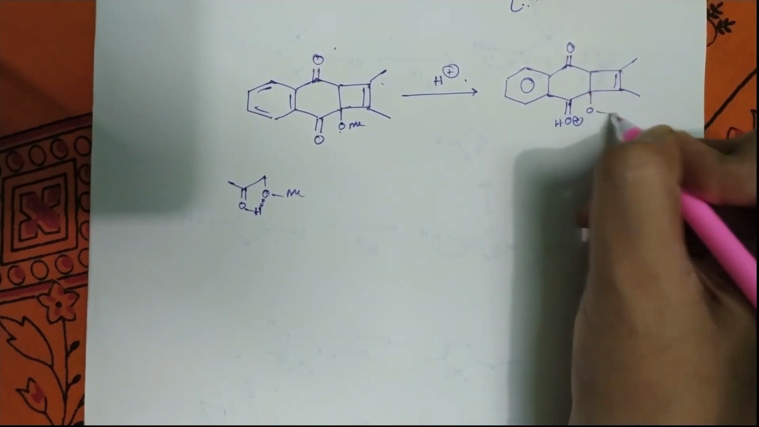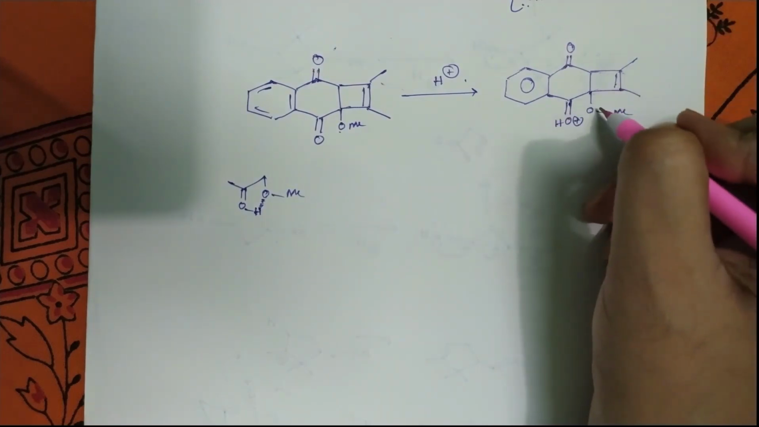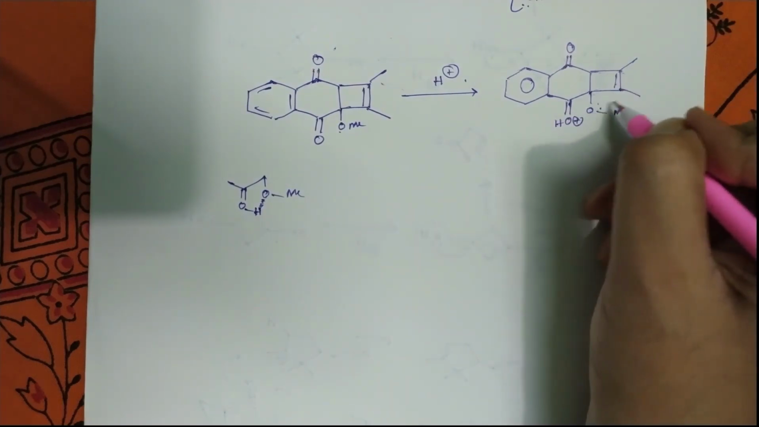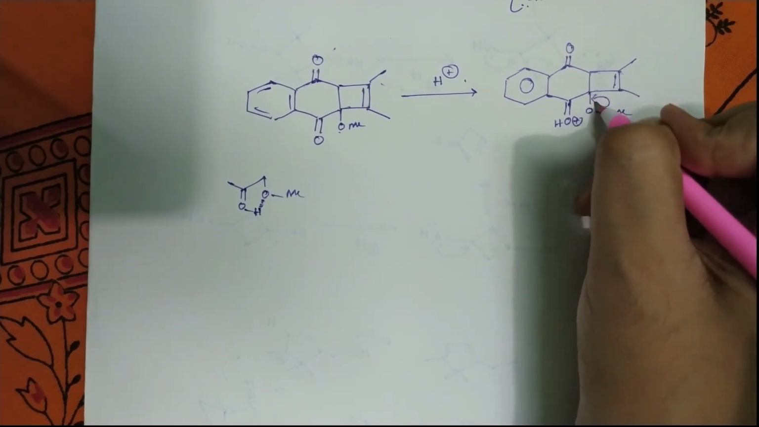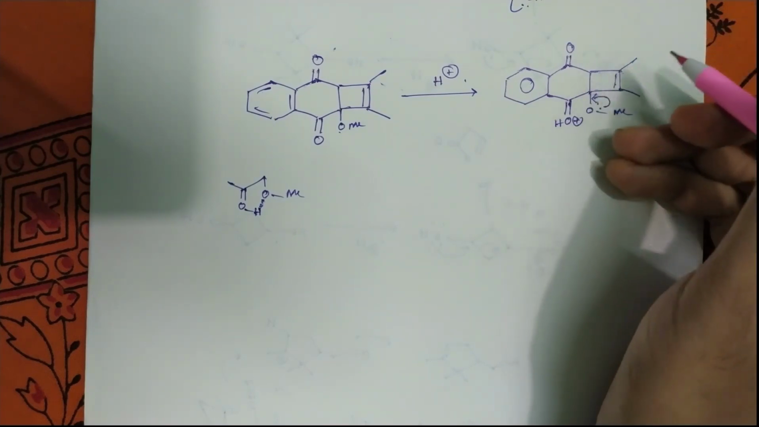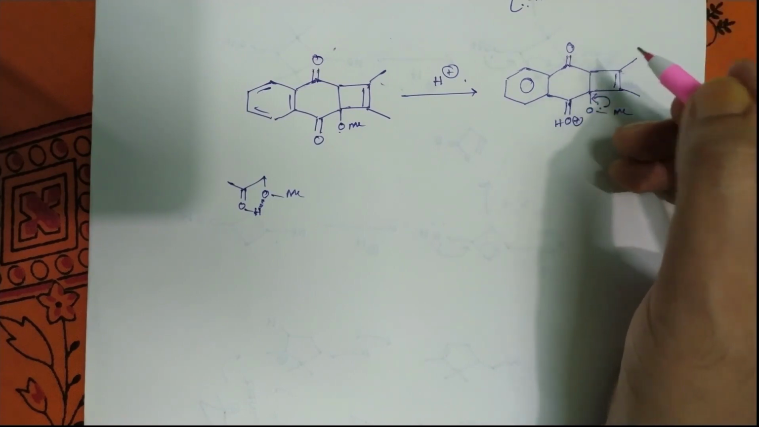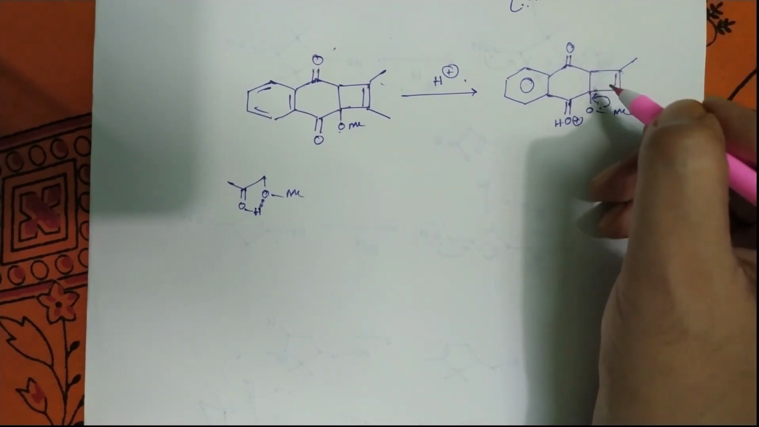Now we have the lone pair of the OMe group. This just pushes back to the ring carbon, and as the valency of the carbon exceeds 5, one of the bonds attached to that carbon should be cleaved. So which bond will be cleaved? That will be the bond to the protonated carbonyl carbon.